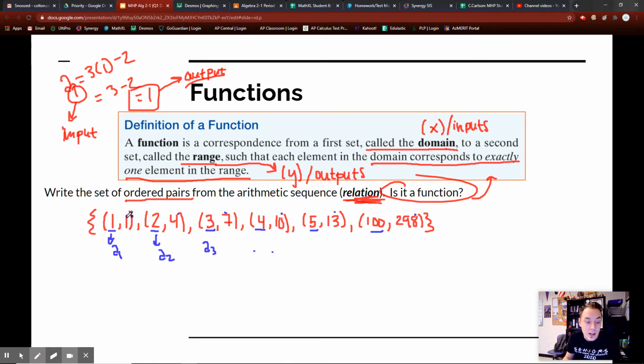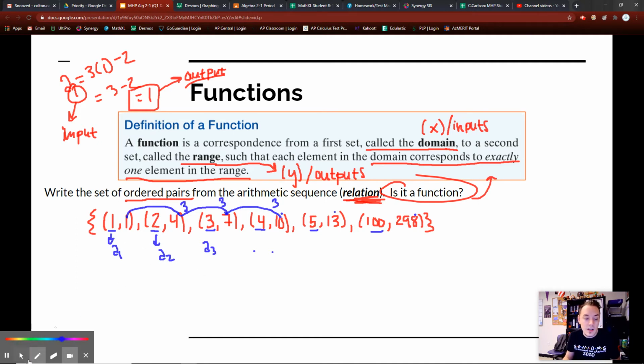Okay, so watch. From here to here, what's the difference? 3. From here to here, what's the difference? 3. From here to here, what's the difference? 3. What was my common difference? Oh, yeah, it was 3. What was my slope? 3. Okay, so this is how sequences, arithmetic sequences specifically, relate to linear equations. How arithmetic sequences relate to linear equations.